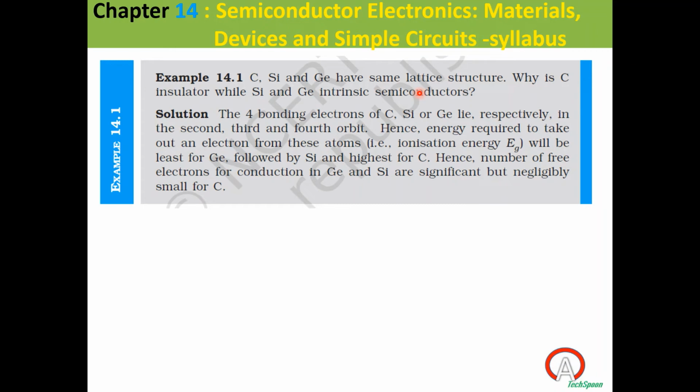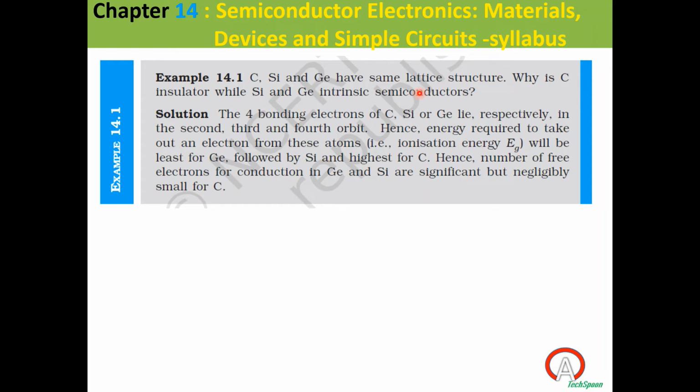The second, third, and fourth orbit. So in germanium, what is the atomic number? It's not 14, right? Silicon is 14. I'm very weak on chemistry. Silicon is 14, right? Germanium, what is the atomic number? Nobody knows. 32. So it will come in the fourth orbit, right?